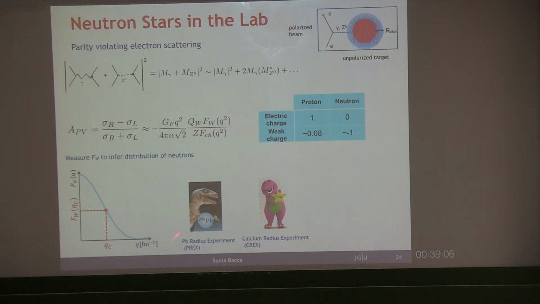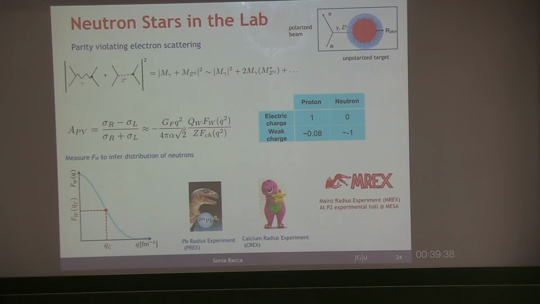The experiment to measure the lead radius is called PREX. And there is an equivalent effort to measure calcium-48, which is called CREX. This is not the official logo, obviously, but I like it. My kids love it. And there is also a local effort here in Mainz to measure that at the future MESA facility, which is called MREX, for Mainz Radius Experiment. They're all dinosaurs, right? Okay, so this is the experimental front.